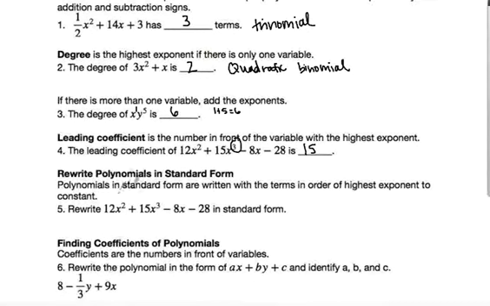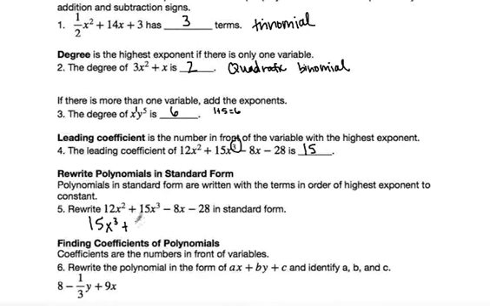So we want to rewrite polynomials always in standard form, and polynomials are in standard form when the terms are in order of the highest exponent down to where you don't have any, or the constant term. So number 5 asks us to rewrite the polynomial in question number 4. So we want to rewrite 12x squared plus 15x cubed minus 8x minus 28 in standard form.